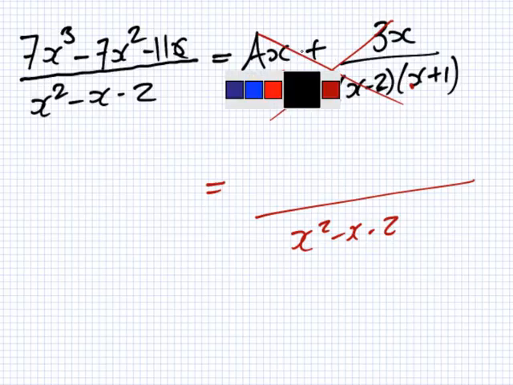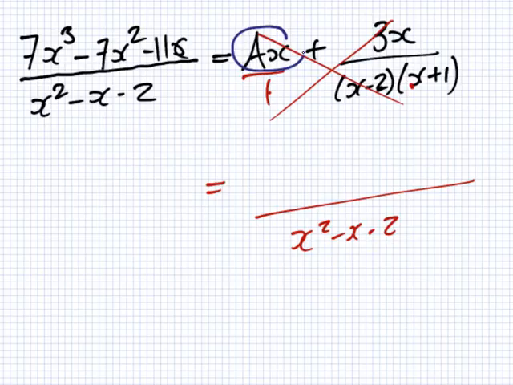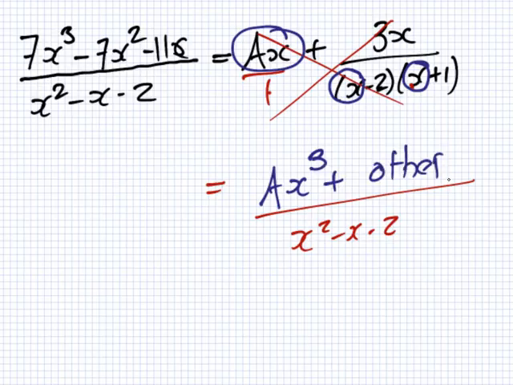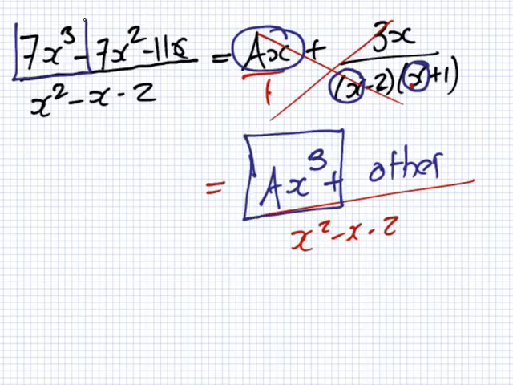How do you make the cubic part? The cubic part comes from when the ax multiplies the x and the x, and you're left with ax cubed plus other stuff. I don't care about the other stuff because I can compare. If I have ax cubed and here I have 7x cubed, the a must be 7. Now that's fine. You don't have to do it that way.